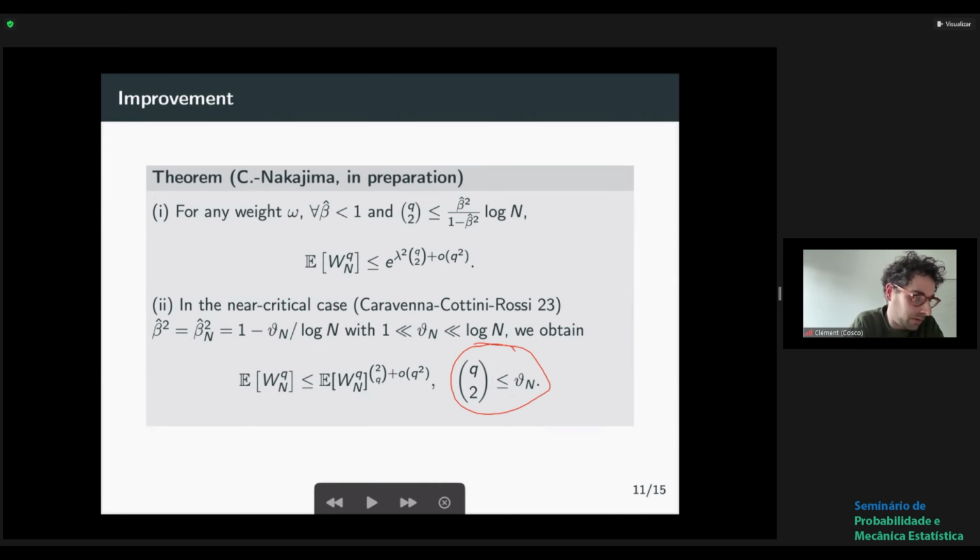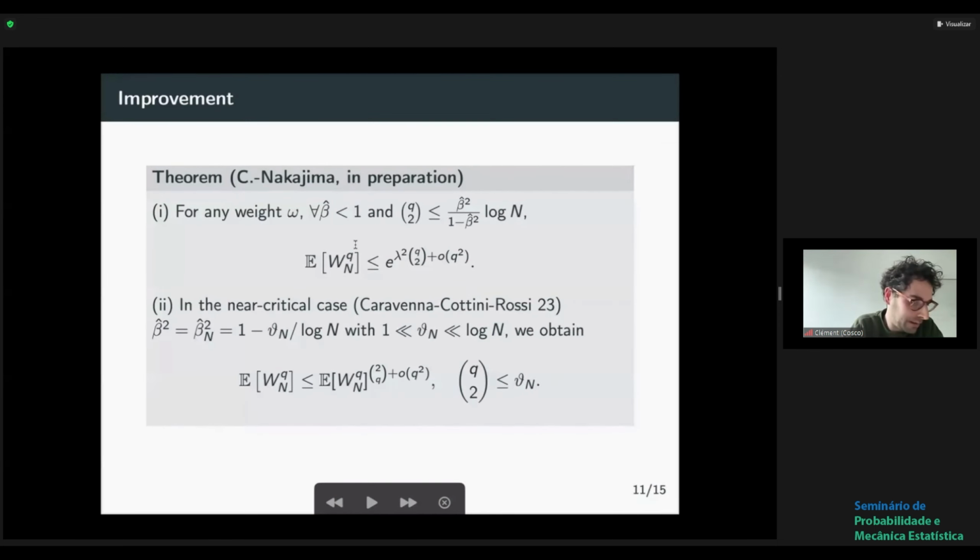So before, in the subcritical regime, you can go up to log n, but now you can go for moments up to theta n, and you see theta n is doing the transition between subcriticality and criticality. When theta n is log n, you are in subcriticality, and when theta n is of order 1, you arrive at actual criticality.